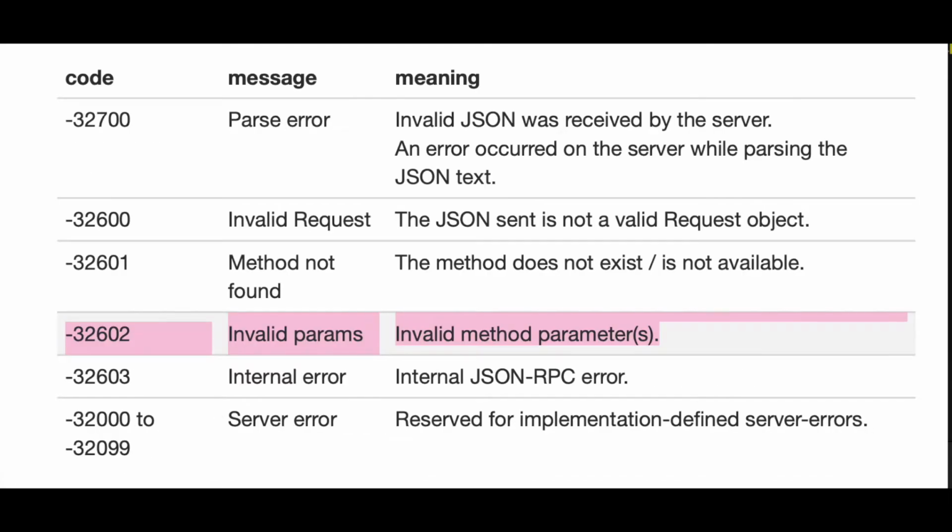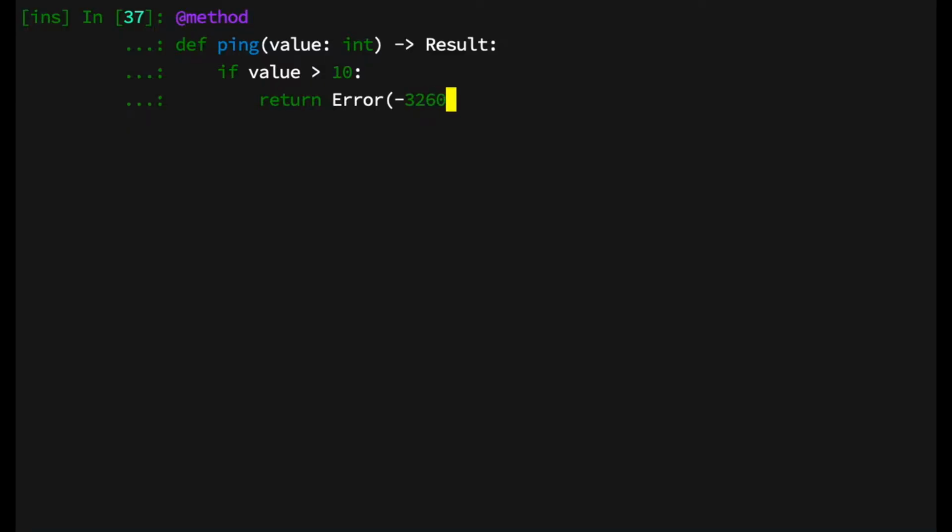The error response code for invalid params is -32602, and that's a bit hard to remember, but I'll show you a shortcut in a minute. Then we want to use the message invalid params, and I will put some data in there, which will be a bit more information about the error, and we'll say value must be less than or equal to 10.